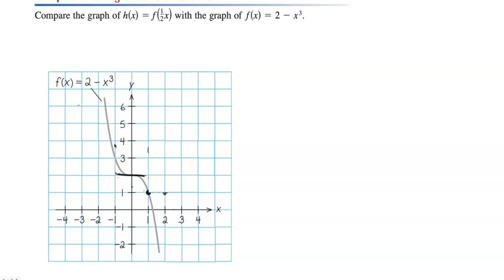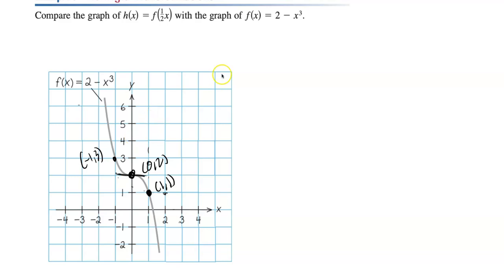All right, I'm going to point out a couple points here. This point right here is 1, 1. This point right there is 0, 2. And is there any other point that's good? Maybe this point right there. That is negative 1, 3.